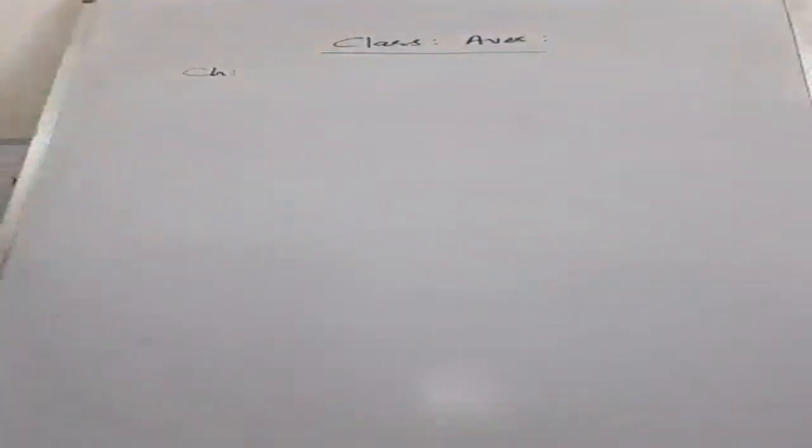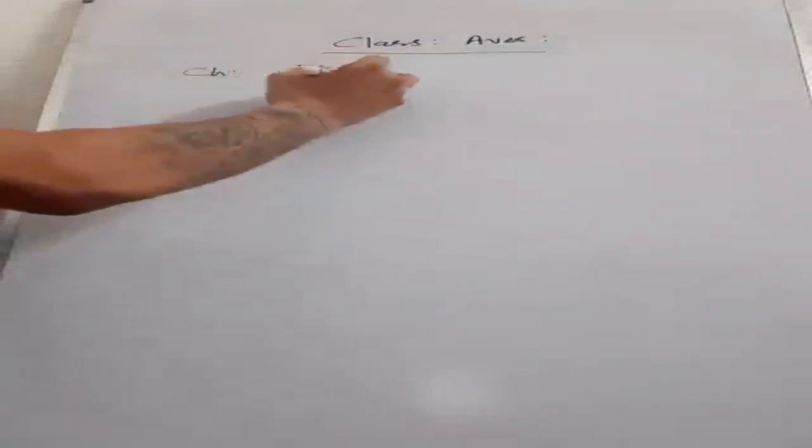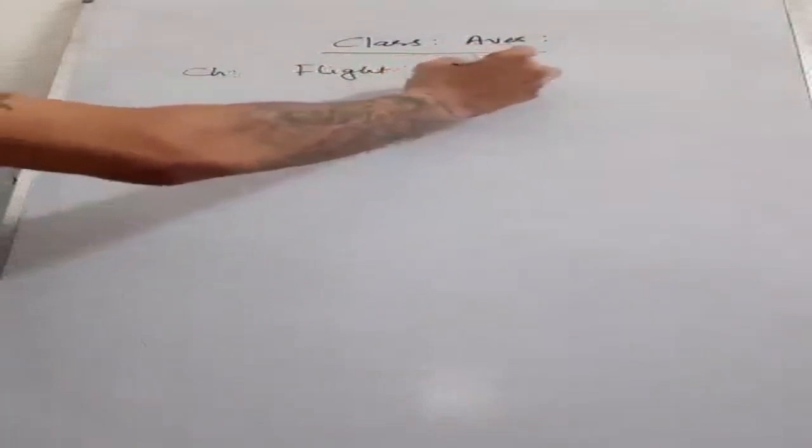Now, the flight muscle is basically, we all know, they have quite strong flight muscles. The flight muscle is basically made up of pectoralis major. It is one of the most powerful muscles that we have at our disposal.